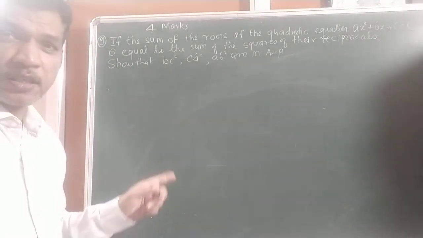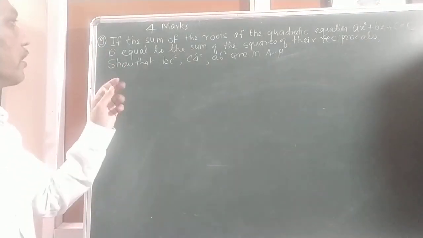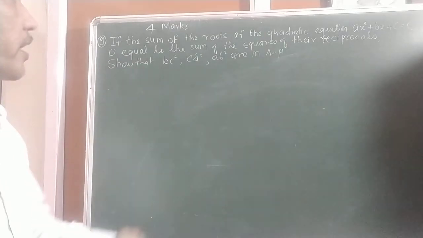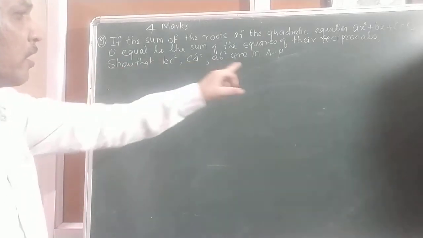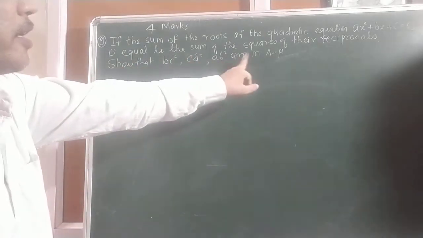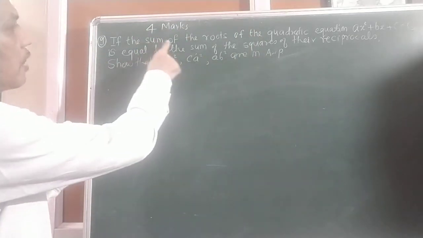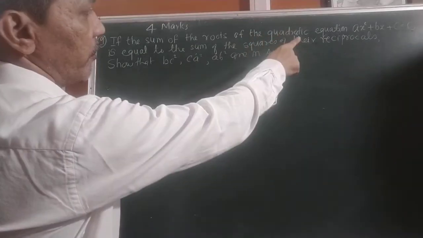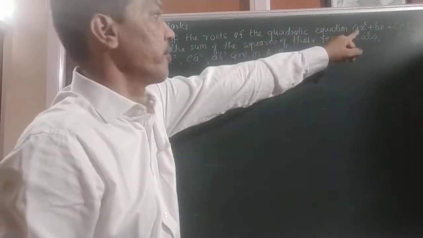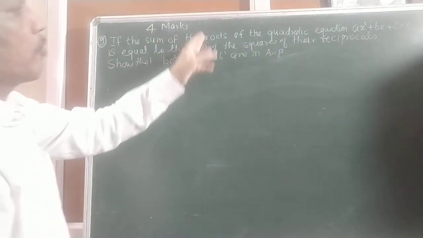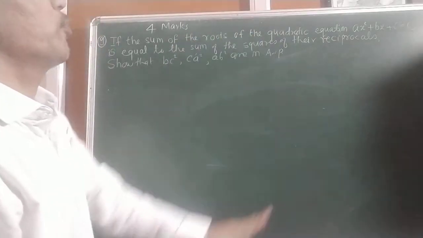Now sum number 9. This is the unseen sum from the second chapter, but if you read the last line it looks like a third chapter AP question, but it is from the second chapter only. If the sum of the roots of a quadratic equation, this is a standard form of quadratic equation, is equal to the sum of the square of their reciprocals.